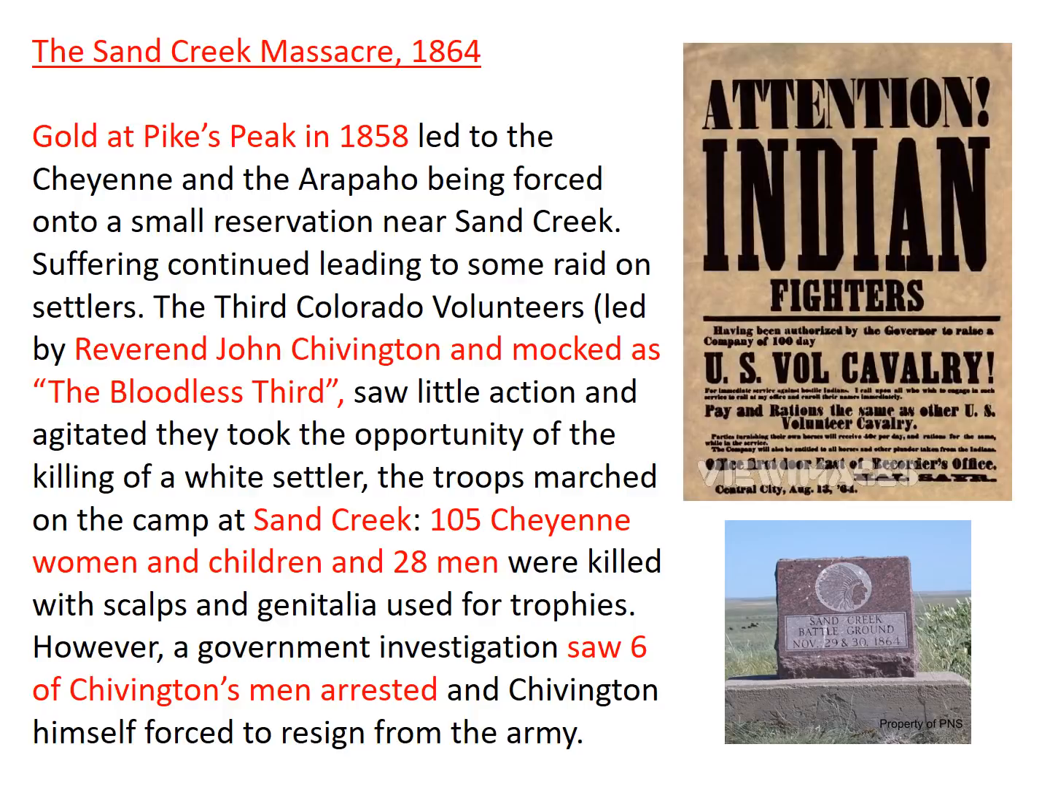So when a settler is killed, these troops, looking to prove themselves, march onto the Sand Creek reservation. They kill 105 Cheyenne women and children and 28 men. They put on display their scalps and their genitalia as trophies. A government investigation sees Chivington and his men arrested, and Chivington's forced to resign from the army. But it really is a story of, well, it's a massacre, as the title suggests. It's a massacre.